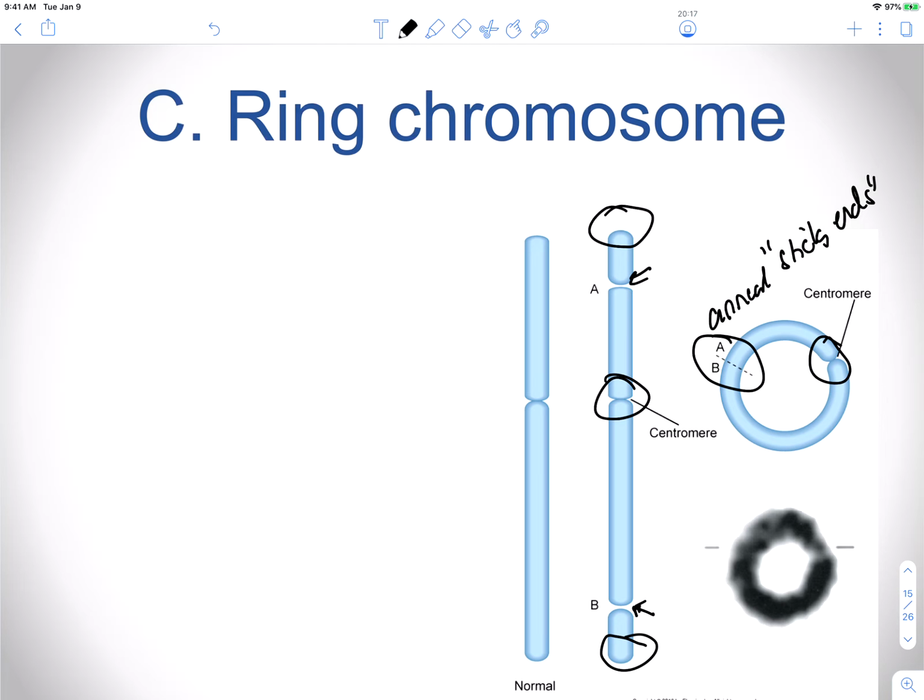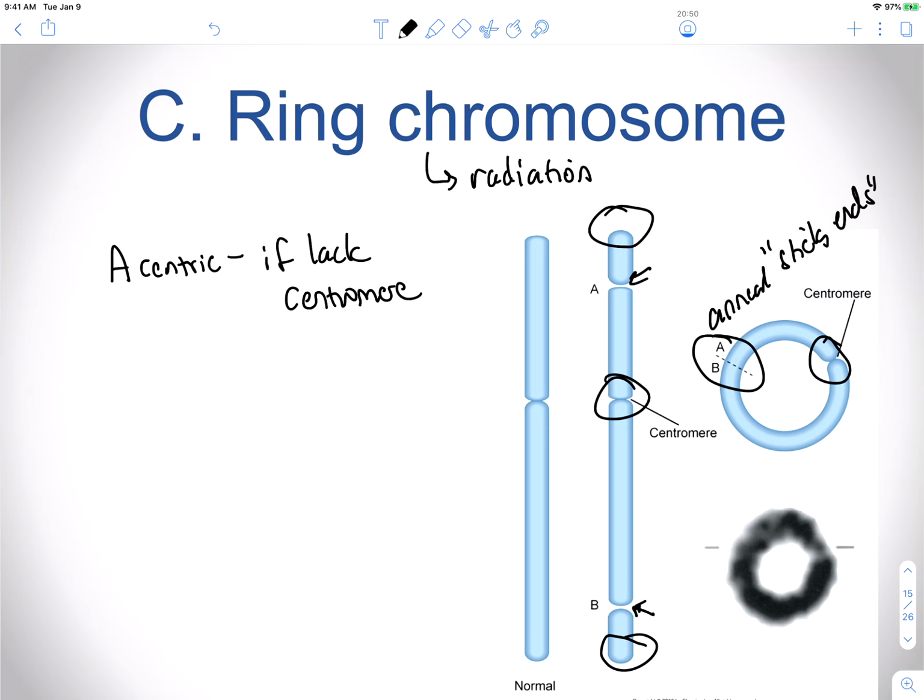And so this will be called acentric if you lack a centromere. And then acentric rings are not going to be evenly distributed because there's no centromere. They can't be segregated equally into daughter cells. Ring chromosomes can also be caused by radiation, which causes breaks, and then the breaks form a ring.